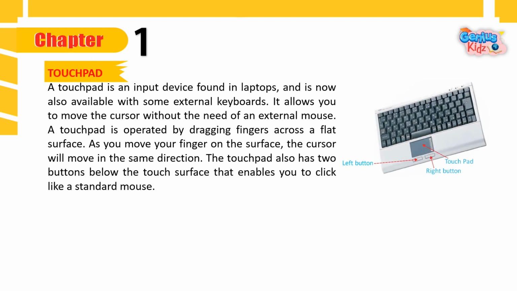Touchpad. A touchpad is an input device found in laptops and is now also available with some external keyboards. It allows you to move the cursor without the need of an external mouse. A touchpad is operated by dragging fingers across a flat surface. As you move your finger on the surface, the cursor will move in the same direction. The touchpad also has 2 buttons below the touch surface that enables you to click like a standard mouse.